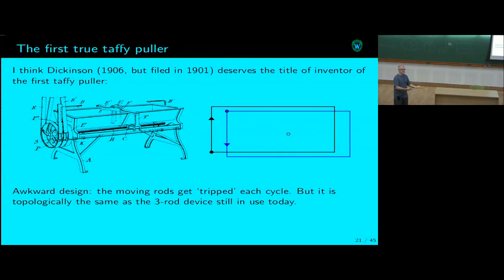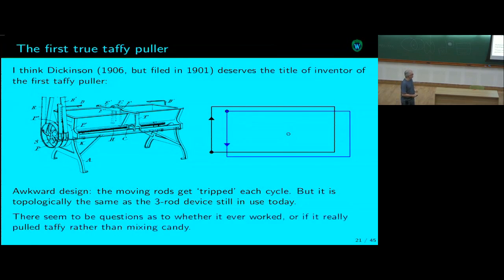It's horizontal also, so it's more closely linked to the one I was showing you for making candy cane, but still, I consider it a taffy puller. And again, there's a big question as to whether this was ever built or whether it worked at all. This became a big issue in the later lawsuits. But Dickinson certainly seemed to think that this was a really great design.